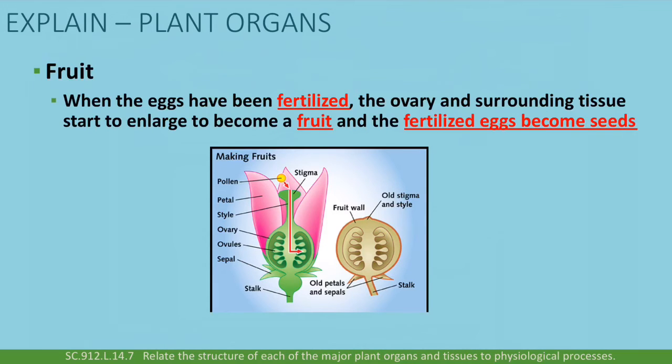What you're seeing here is how the ovary has swelled to an enlarged state, and your old stigma and style are now here. Your stigma, which was once up here, has shrunk down. Your style has shrunk down as well, because your ovary is expanding. And then inside of that now formed fruit, your eggs become your seeds. You don't get to see the fertilized eggs here in the picture, but on the inside, the seed of a fruit is the fertilized egg of that plant.